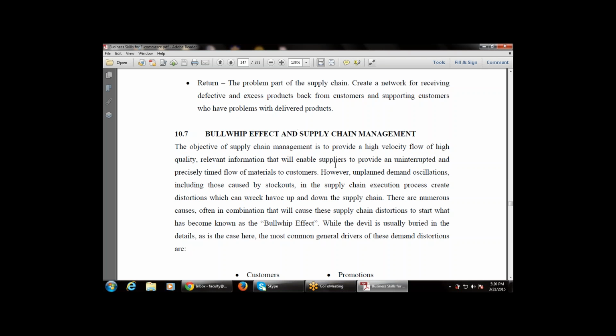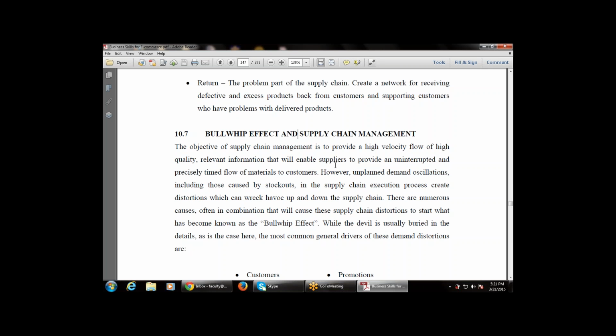So this says the main objective of supply chain management is to provide a high velocity flow of high quality relevant information that will enable suppliers to provide an uninterrupted and precisely timed flow of material to customers. So what is the main target of supply chain management? It's to provide a high velocity flow of demand. High velocity means a high pace, a regular flow of high quality relevant information that will enable the suppliers to provide an uninterrupted and precisely timed flow of material to the customers.